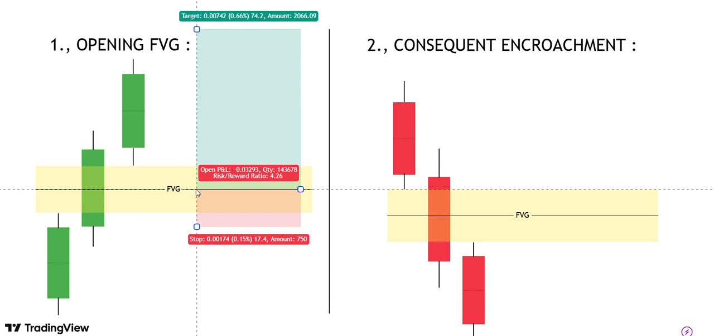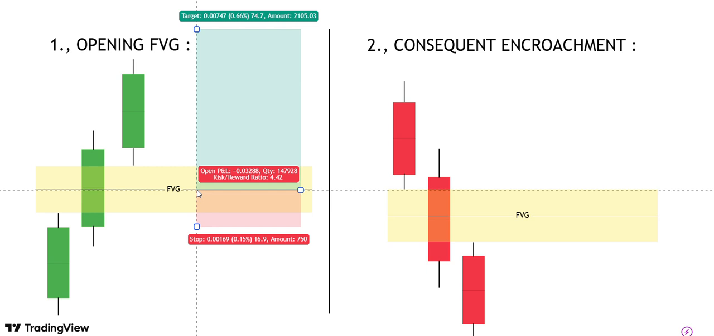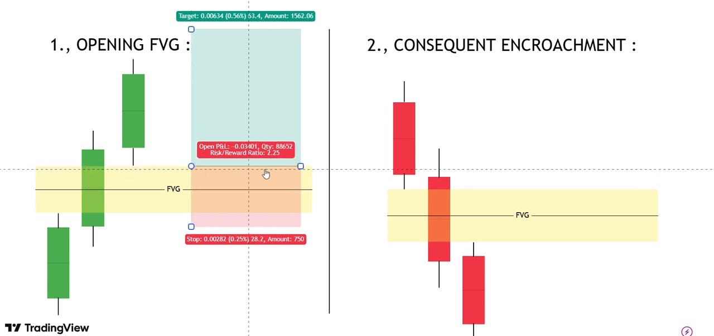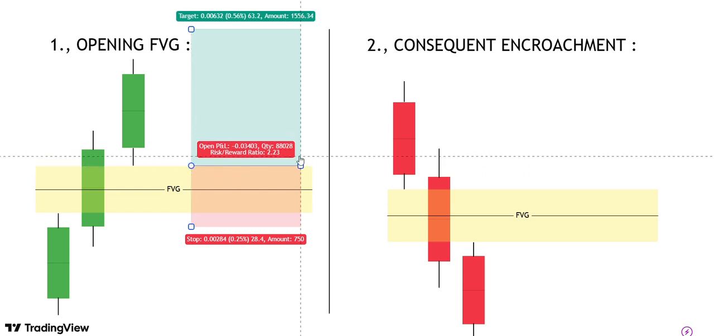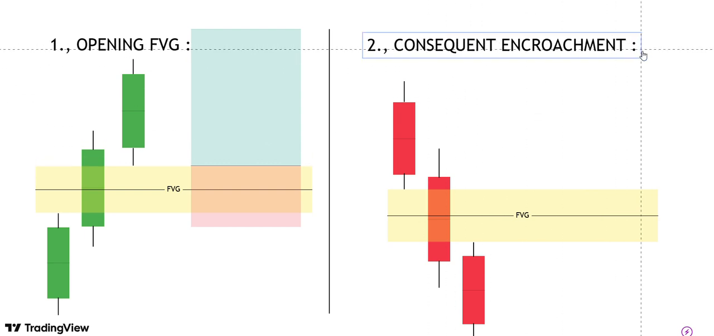Okay, I think you may understand. You can place your trade at the opening, and 50% of the gap is known as consequent encroachment, so you can place your trade at the 50%. Now we see the opening: you can place your trade at the opening of the FVG. Next we are going to see consequent encroachment.